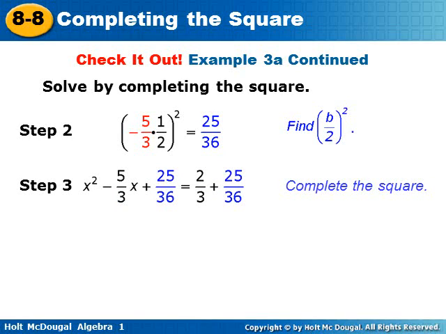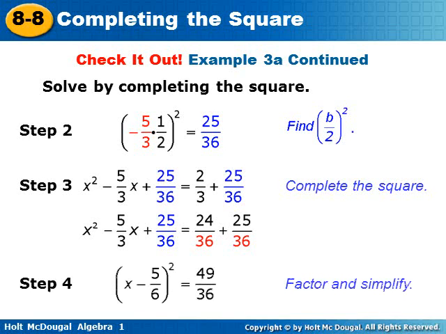So we get x squared minus 5/3 x plus 25/36. And then on the right-hand side, we get 2/3 plus 25/36. So we have to find common denominators in order to combine them. So 2/3 becomes 24/36, and we're going to add it to 25/36. And then on the left-hand side, we have a perfect square trinomial. So we're going to factor and then simplify. We get x minus 5/6 in parentheses squared equals 49/36.